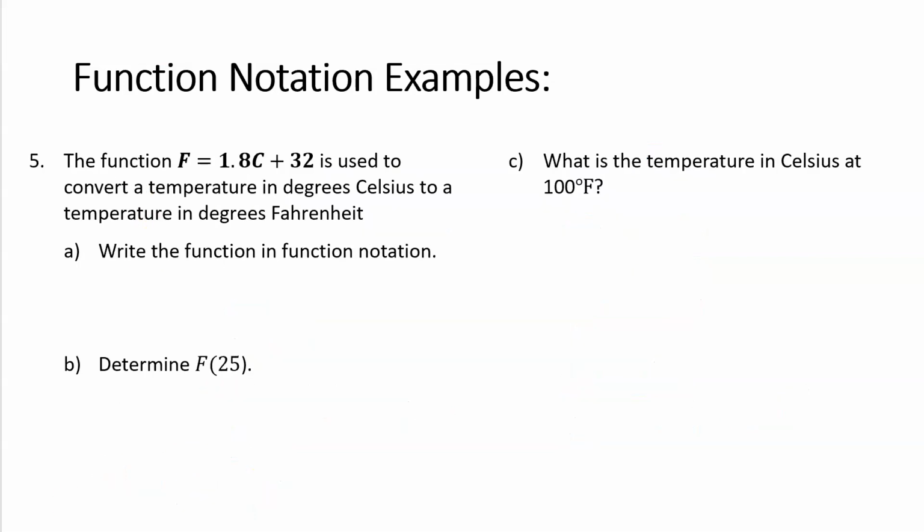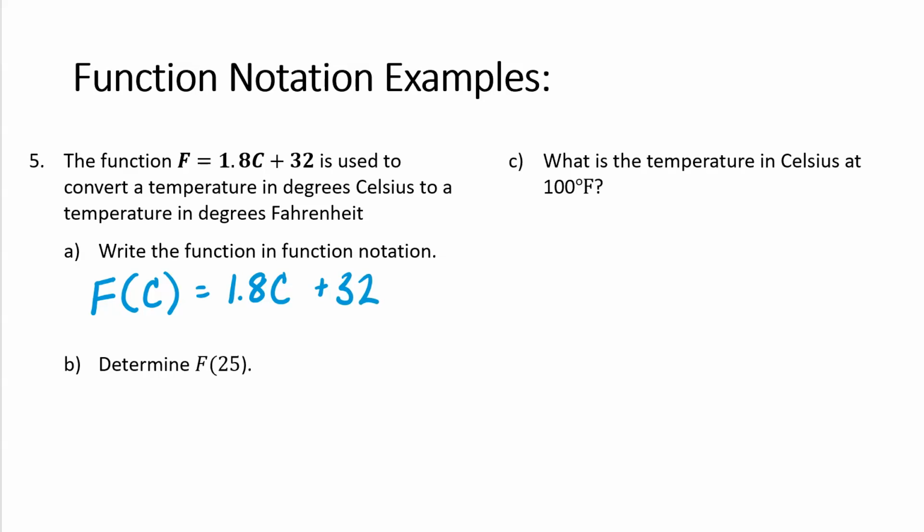Okay, last example, another word problem. The function F equals 1.8 C plus 32. And that function is used to convert a temperature in degrees Celsius to a temperature in degrees Fahrenheit. First, we want to write the function in function notation. Well, we can say the value F, or the Fahrenheit value, given an input Celsius value, equals 1.8 multiplied by that Celsius value plus 32. So that's your function in function notation.